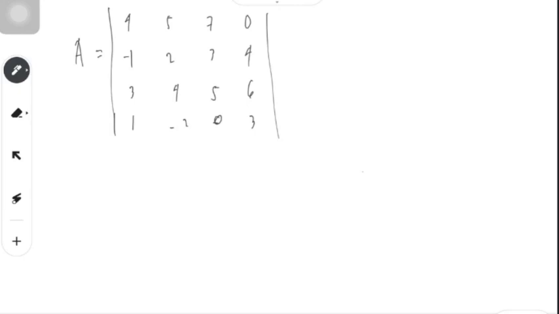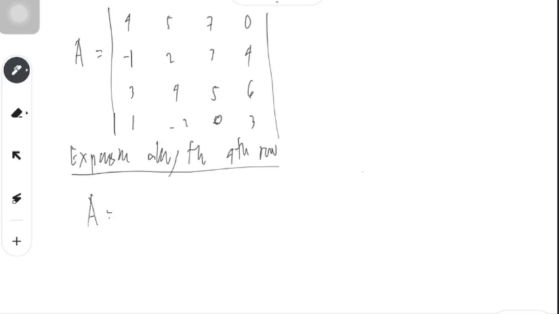Tingnan natin. If we're going to have the expansion on the first row, 0 yung last element eh. So, na-reduce na yung number of expansion natin. Or we can use the fourth row. Sige, tingnan natin sa last row. Let's have the expansion along the fourth row. Bakit yun ang pinili ko? Mayroon kang 0 element eh.